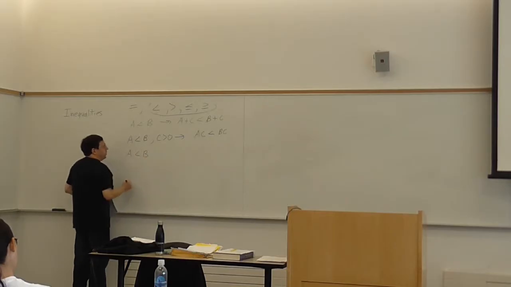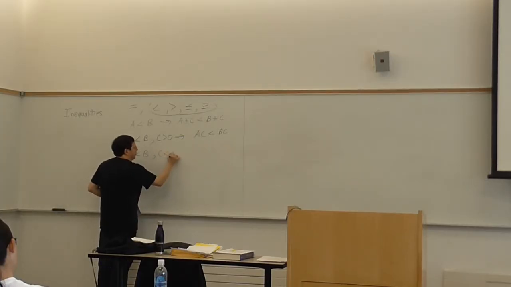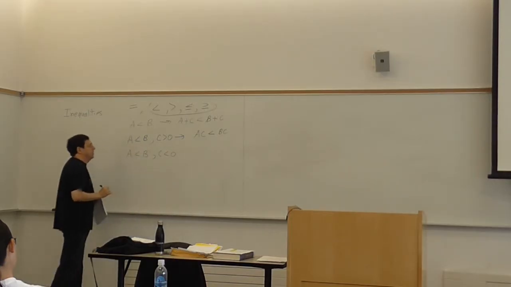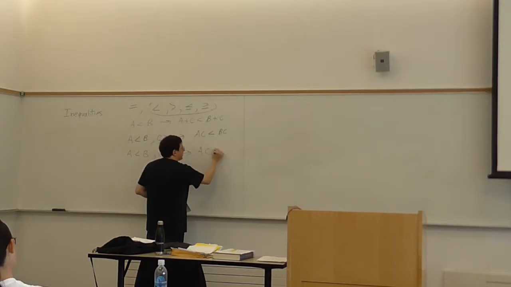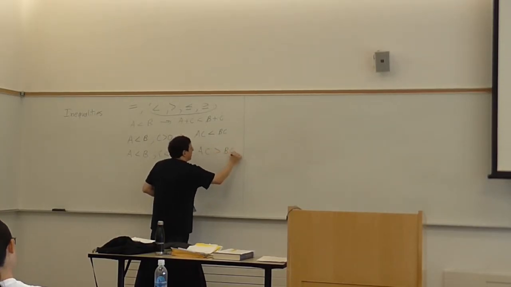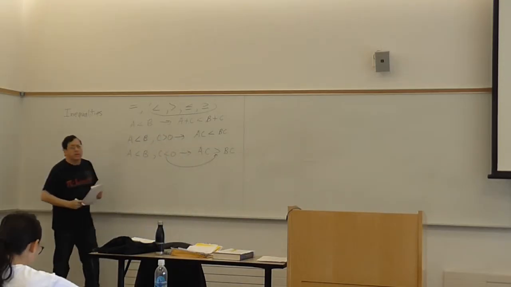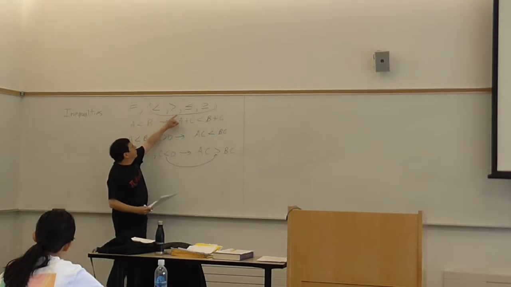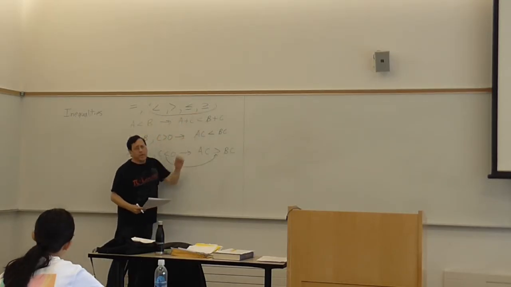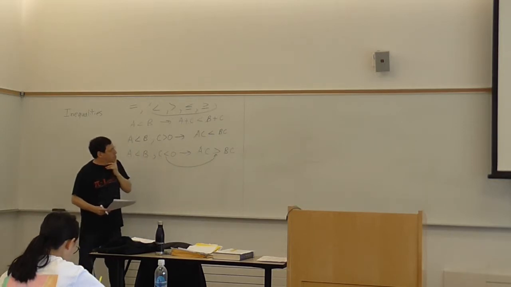If A is less than B and C is less than 0, then something happens here. The inequality switches direction. A less than would become a greater than. A less than or equal to would become a greater than or equal to. And the reverse, greater than would become less than.